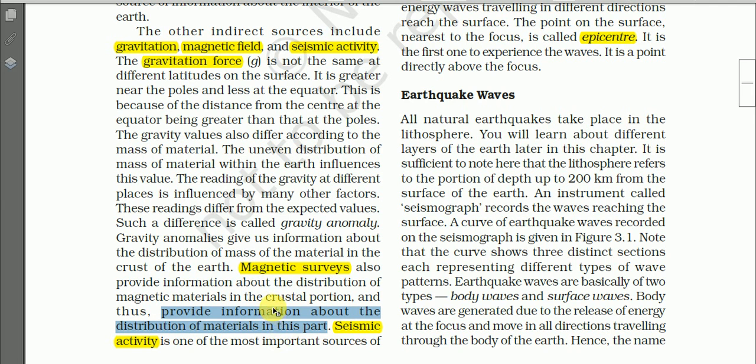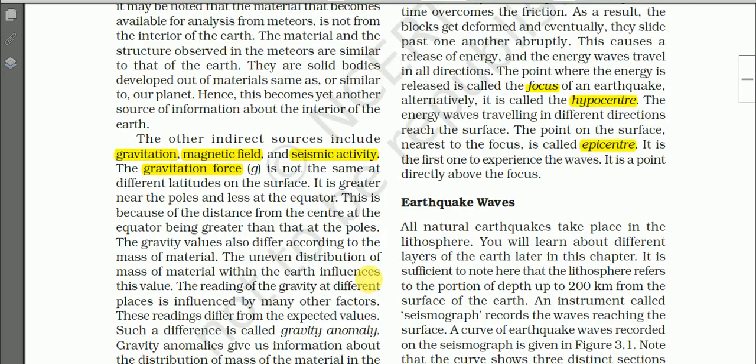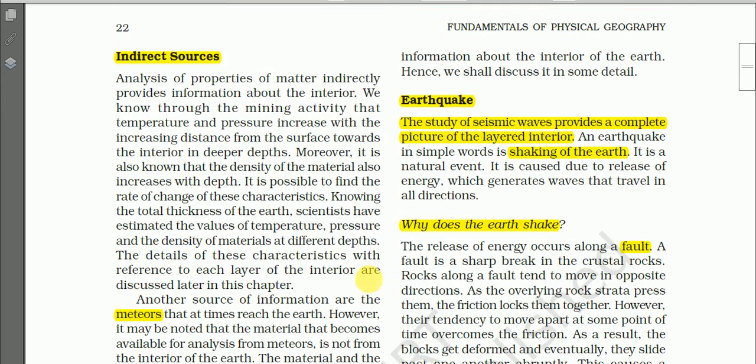And next, the fourth one, seismic activity. Seismic activity means earthquakes. It is also one of the most important sources of information about the earth interior, and hence we shall discuss earthquakes in detail.